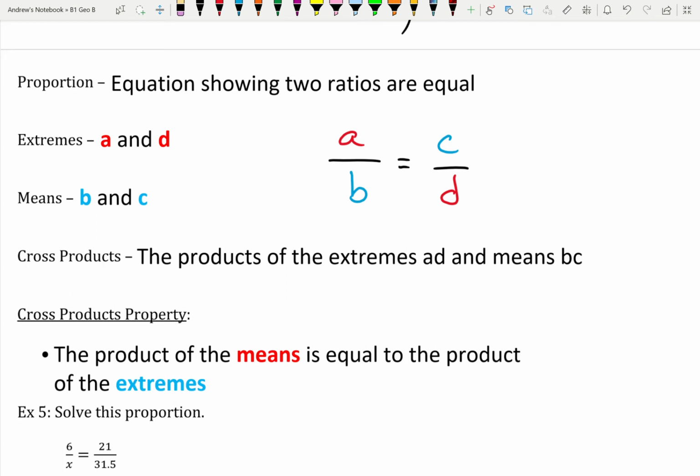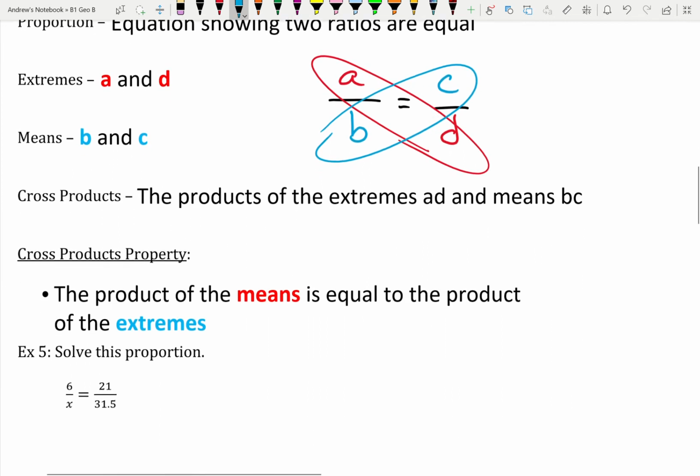So when we've got a proportion, with our extremes and our means, what we can do is take the cross products. What that means is that we are taking the product of the extremes, A and D, and we're also taking the product of the means, B and C. It kind of forms a little X there. That's why they call it the cross products. Remember, the product just means we're multiplying. So it's A times D and B times C.